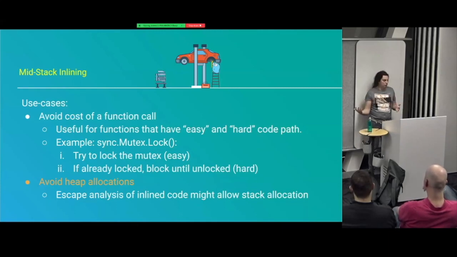And as we know, heap allocations bring some costs. The heap has to be garbage collected and so on. So you want to allocate as much as possible on the stack, but the compiler has to be still able to prove that it is safe.